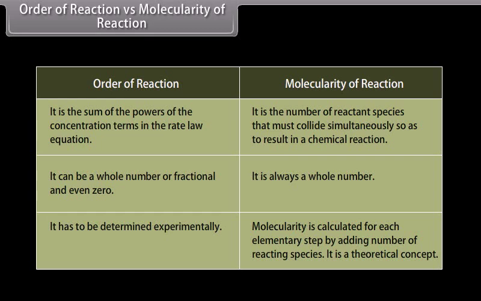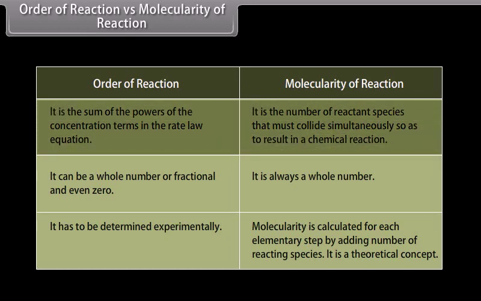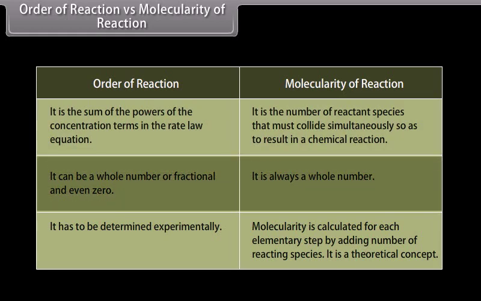Order of reaction versus molecularity of reaction. The important differences between the order of reaction and molecularity of the reaction are: order of reaction is the sum of the powers of the concentration terms in the rate law equation, whereas molecularity of a reaction is the number of reactant species that must collide simultaneously so as to result in a chemical reaction. Order of reaction can be a whole number or fractional and even 0, whereas molecularity of a reaction is always a whole number.